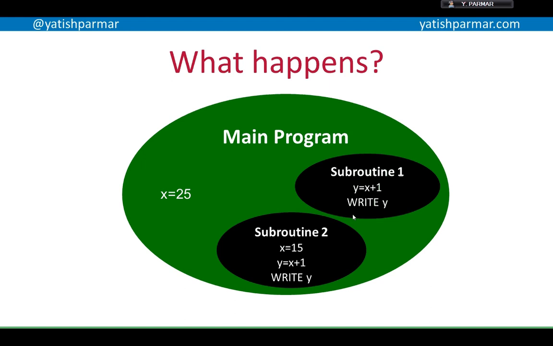If I now call subroutine 2, where I've said x equals 15 and y equals x plus 1, write y, what's the value of y going to be? In this case it's going to be 16 and not 25. This is because the local variable overrides the global variable. So this is an issue of scope. With global scope you can see your variables throughout your entire program, but if you have a local variable of the same name, then it will override the global variable.